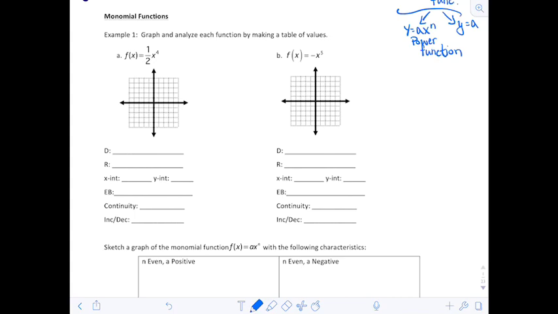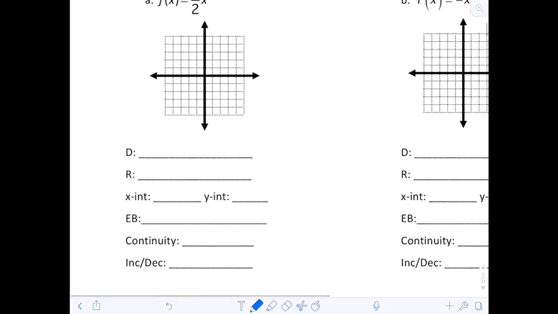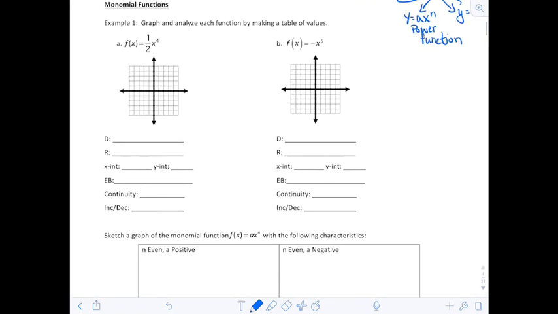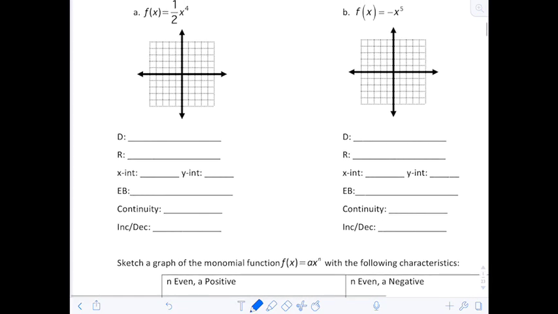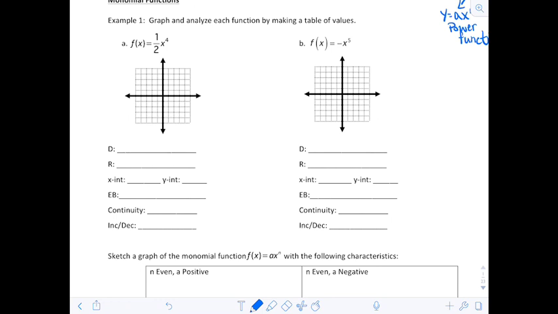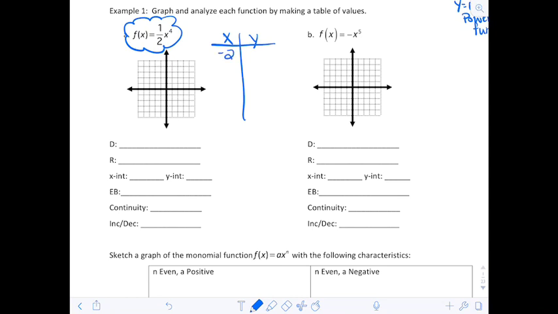So the first one we're going to look at, letter A, is 1/2. Let's see if I can get that isolated a little better. Okay, that's maybe just going to have to work. Okay. Graph and analyze each function by making a table of values. So we have 1/2 x to the 4th, and we're going to plug in some x values and get some y values to take a look at this graph. So let's start with maybe -2.